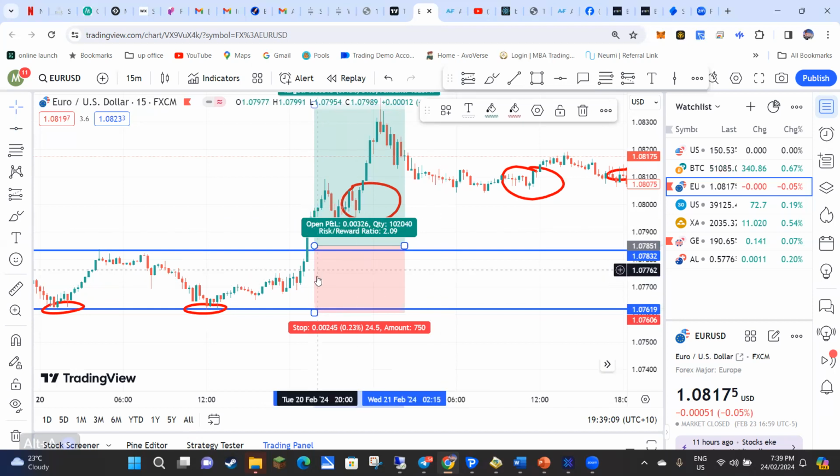And the reason that would happen is because we've just identified that we've found support here. So even if the market comes back down, there's a very good chance that it could bounce as soon as it hits the same place that it bounced last time and the time before.